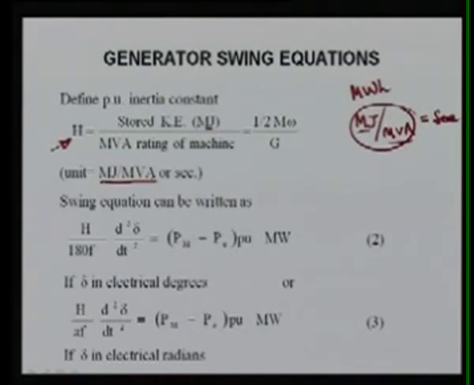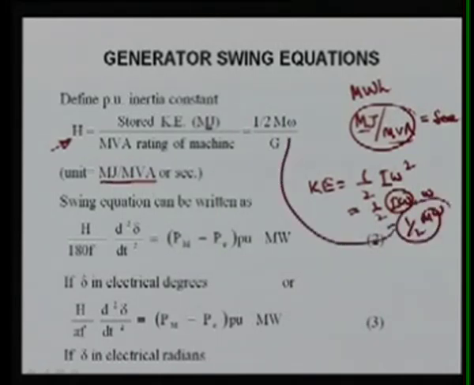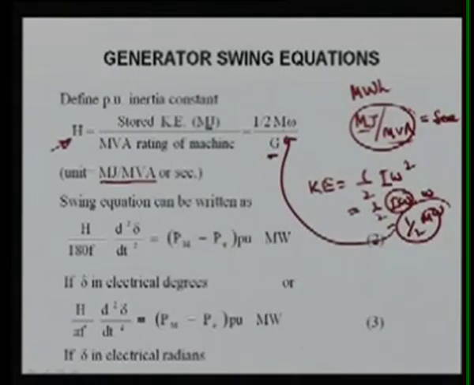H is very widely used because H gives the inertia constant. The kinetic energy stored is half I omega squared, which equals half I omega into omega, and this is half M omega, where G is the rating or installed capacity of the synchronous machine. So knowing M, G and omega, the synchronous speed, we can get H, or knowing H we can get M, vice versa.